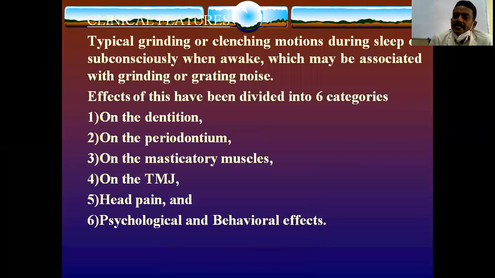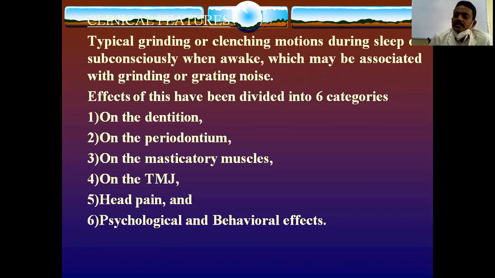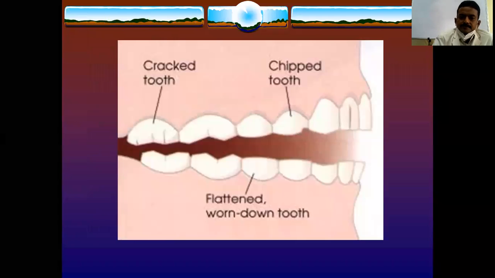Next, typical grinding or clenching motions during the sleep. The effects of this have been divided into 6 categories. The effects on the periodontium, the effects on the dentition, affecting the masticatory muscles, affecting the temporomandibular joint, head pain, psychological and the behavioral effects.